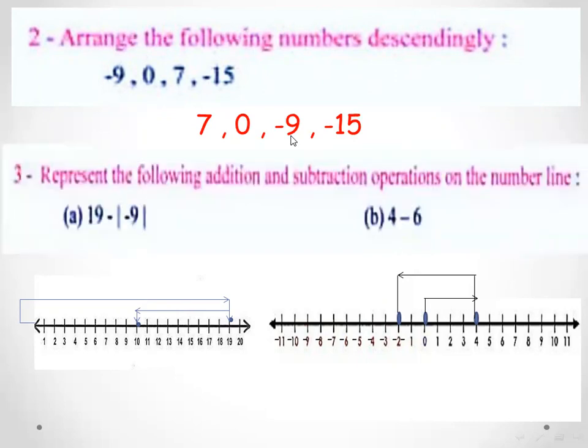Next question. Represent the following addition and subtraction operation on the number line. I have 19 minus absolute value of negative 19.